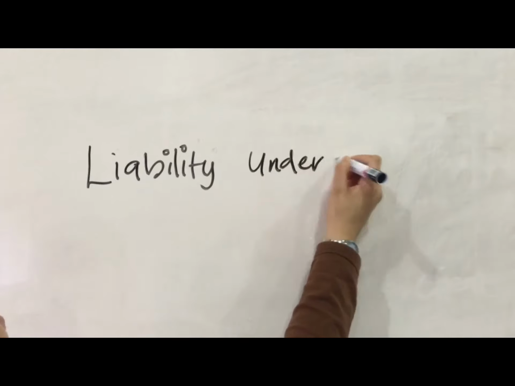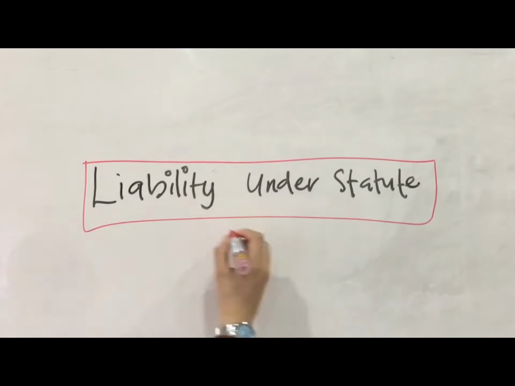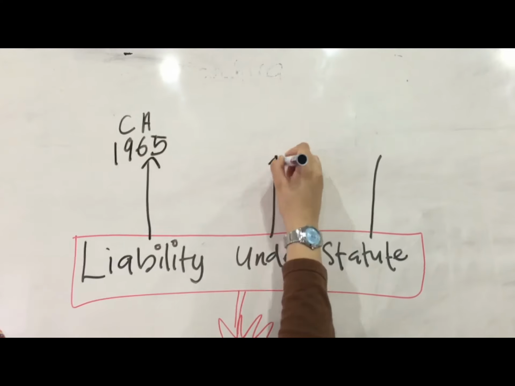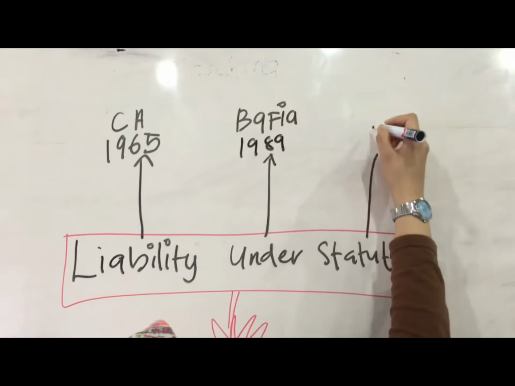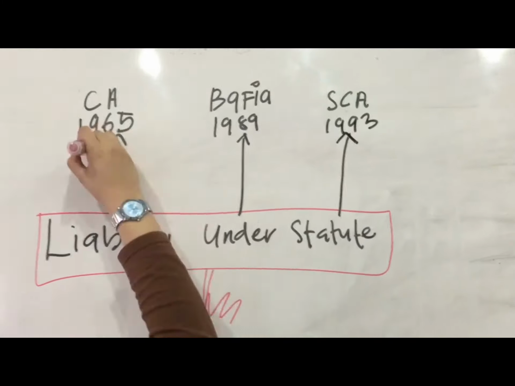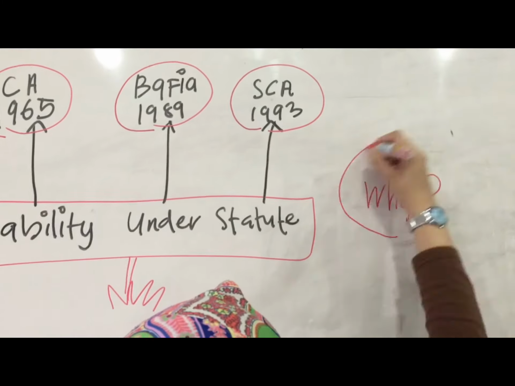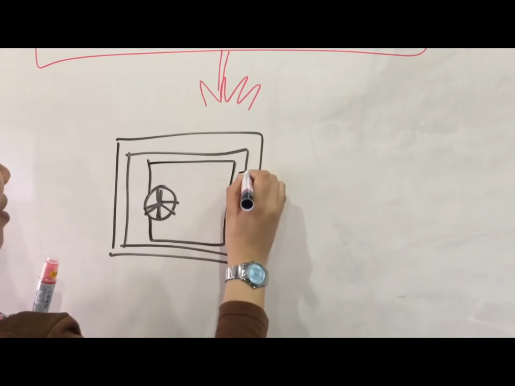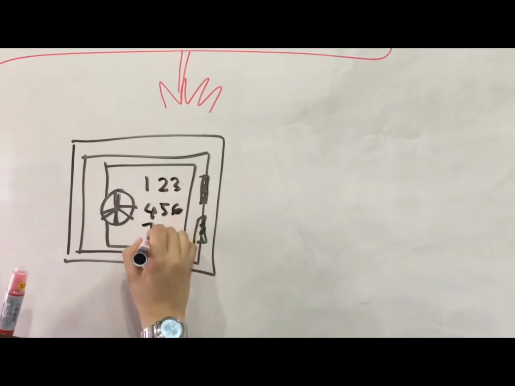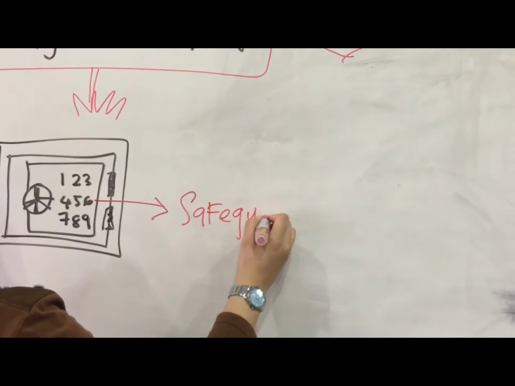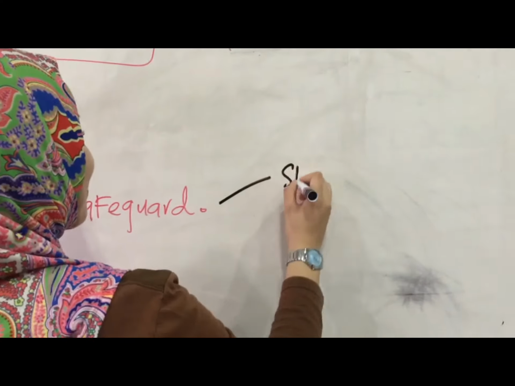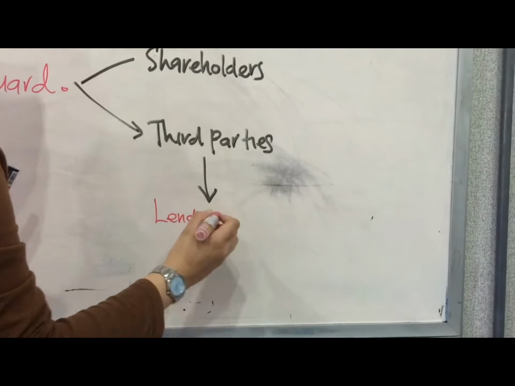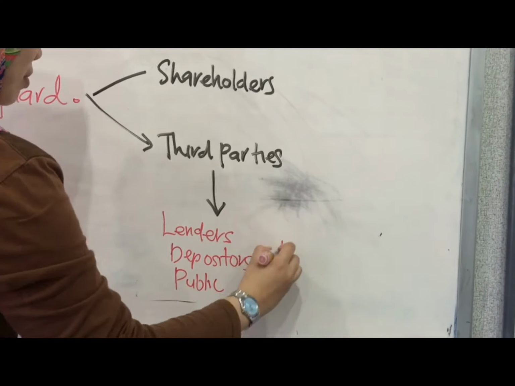Now, we look at liability under the statute. In the liability under statute, it consists of three acts, which is the Companies Act 1965, BAFIA 1989, and SCA 1993. But why do we need this statute? The main reason is to safeguard the interests of shareholders and the third parties. Third parties here means lenders, depositors, public, and etc.